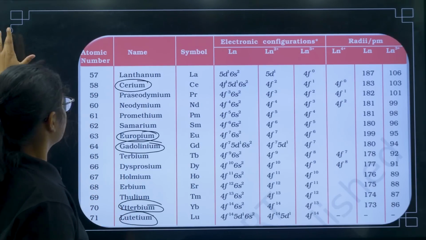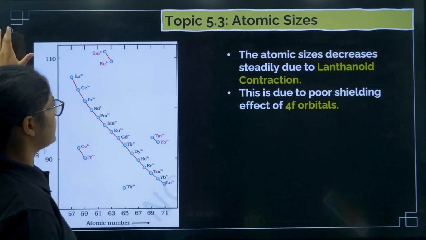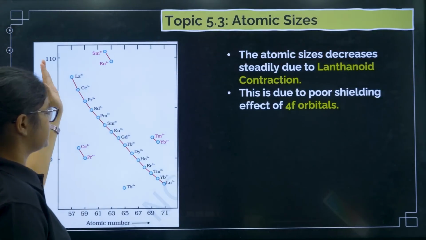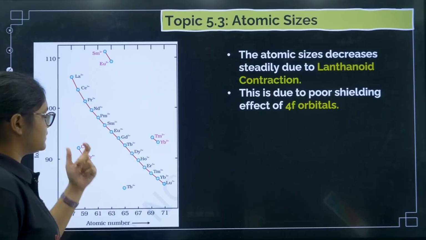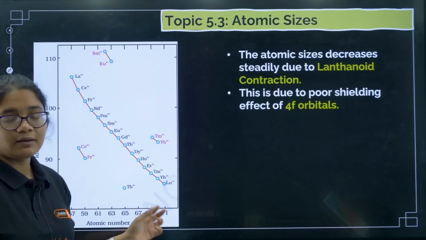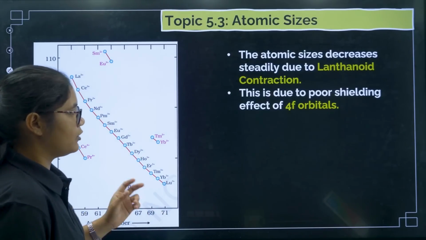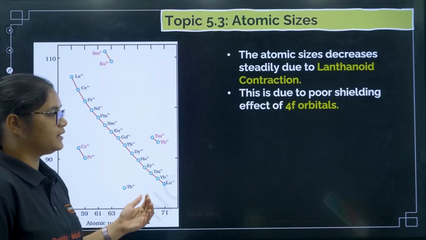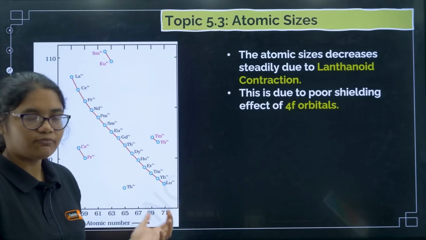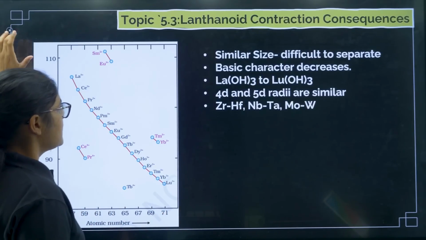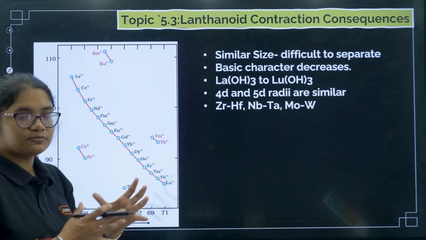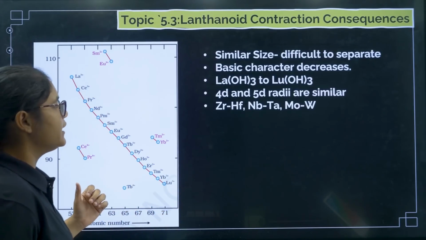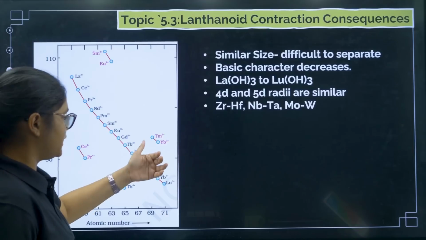Okay. Next, moving to your atomic sizes. Along the period it decreases. So generally it decreases along the period, but the decrease becomes more prominent here because of your lanthanide contraction. And what is the reason for lanthanide contraction? The poor shielding effect of 4f orbitals. Next, the consequence of this is that these elements' sizes become almost the same as each other. Similar size, so they are difficult to separate, right?